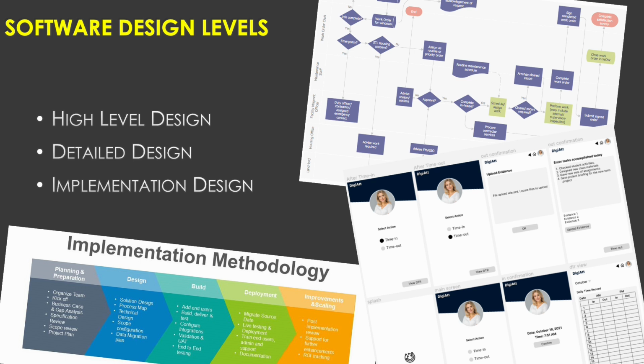It's important to note that these design levels are not always separate and distinct stages in the software development process. In practice, they often overlap and are revisited throughout the development cycle as the design evolves and changes.